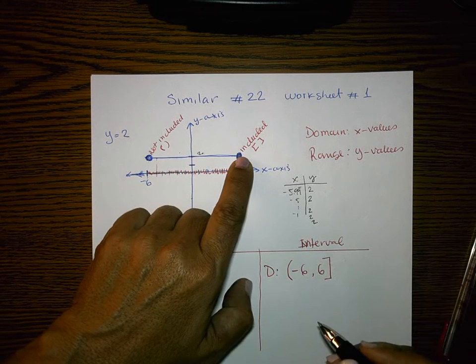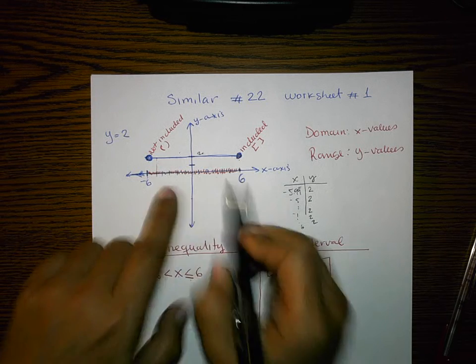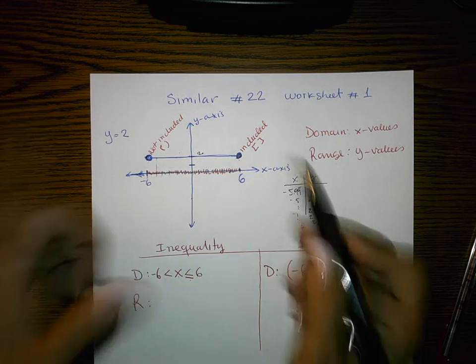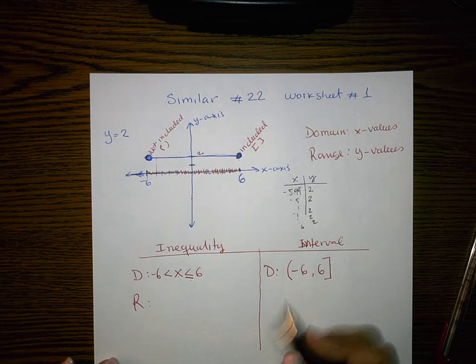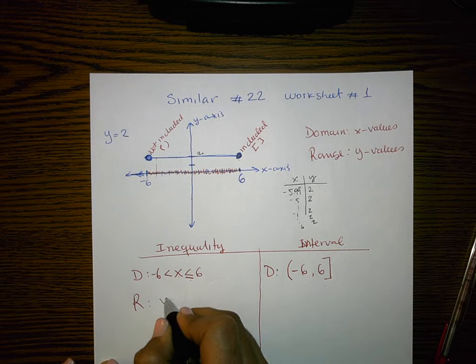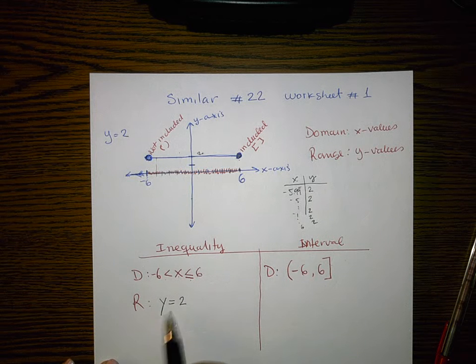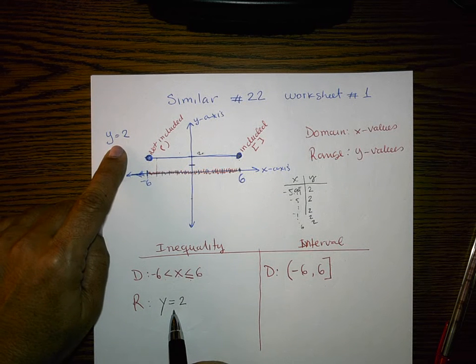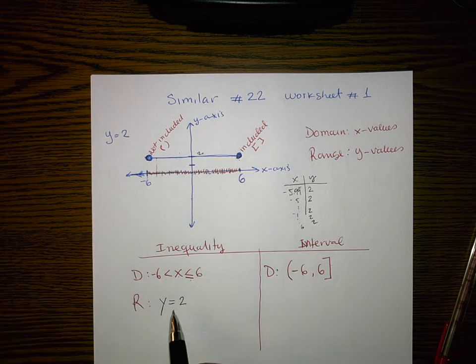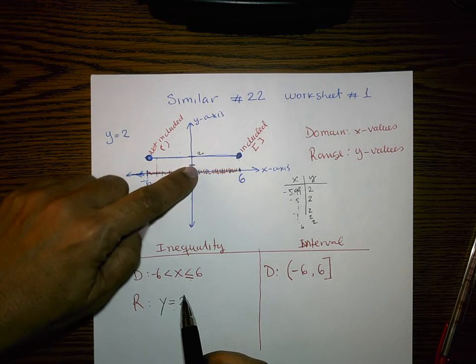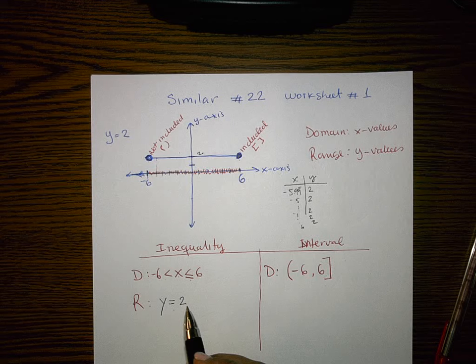It looks like it's going to go forever and ever between negative 6 and 6 and only get a y of 2. So our range is y equals 2, which happens to be our function. It's a constant function, okay? So that's how I know those are all the y values we're going to get. We're not going to get y equals 1 or y equals anything else, okay?